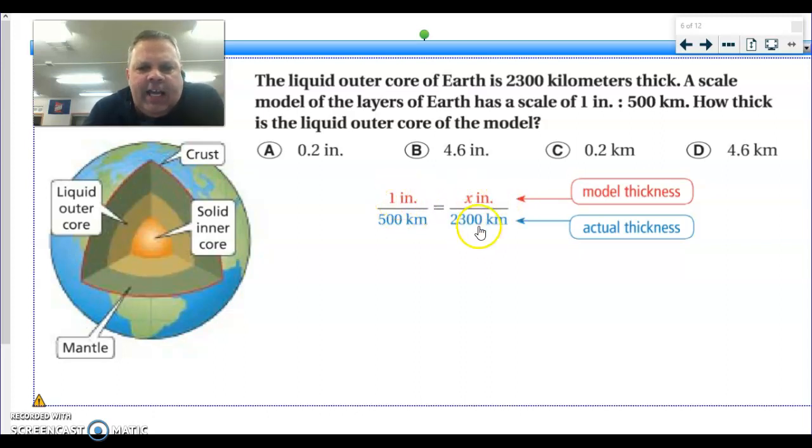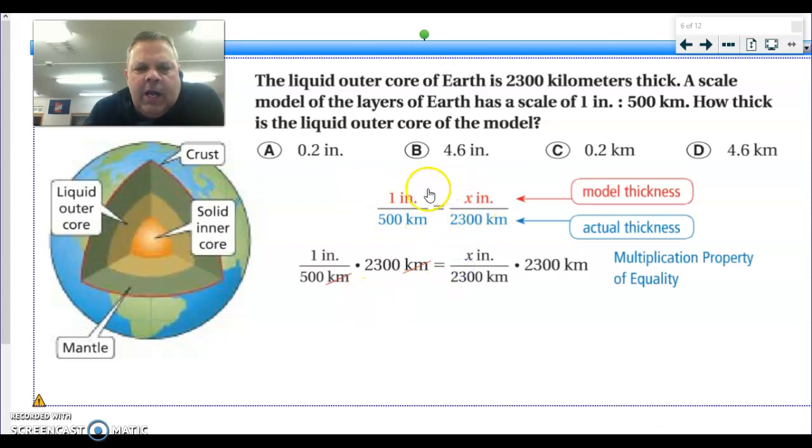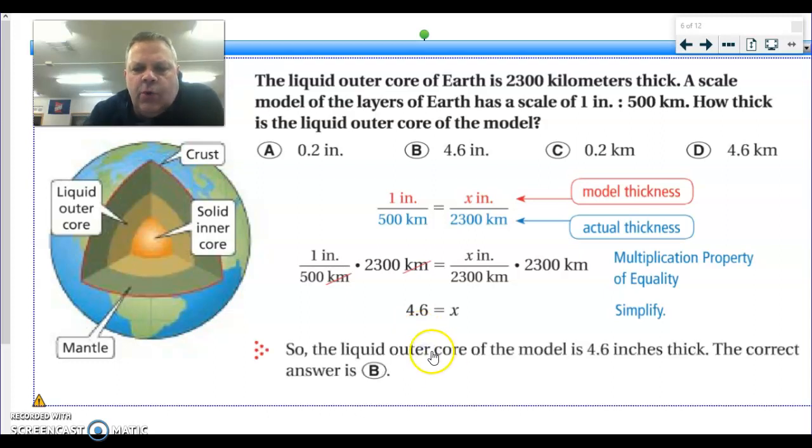So again, I can do my cross products, and I will get 2,300 is equal to 500x. I'm going to divide then by 500, and I will get 4 6/10, or 4.6 inches. So the actual model is 4.6 inches thick. The correct answer is B.